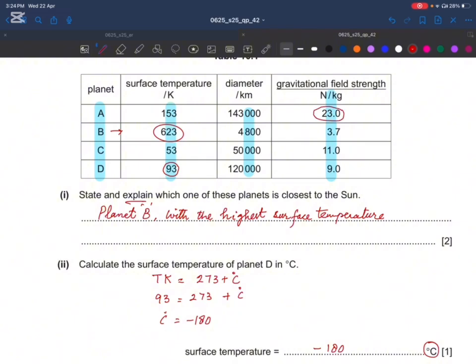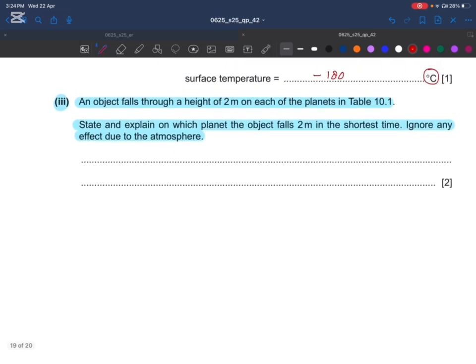So the value is 23, which is of planet A. So simply you will write in this way that if you consider potential energy, then what is the potential energy? mgh. And you know that they are asking which planet the object falls in the shortest time. So obviously when you have the greatest value of g, you will have the highest velocity, and basically the gravitational potential energy is changing into kinetic energy.